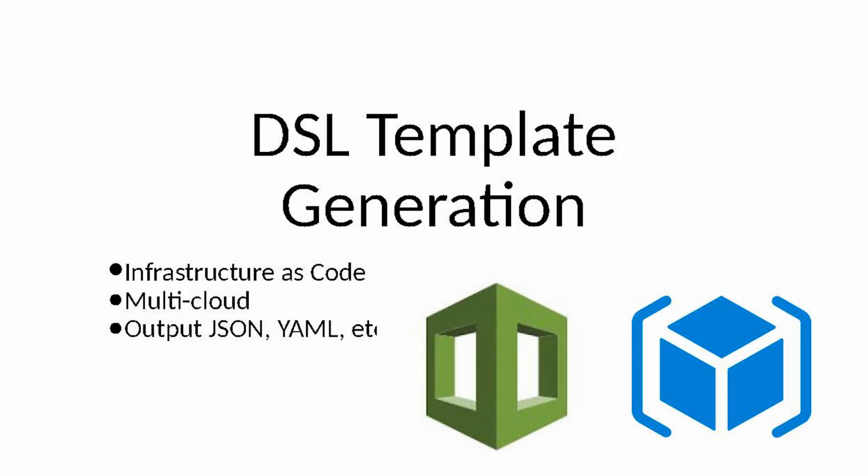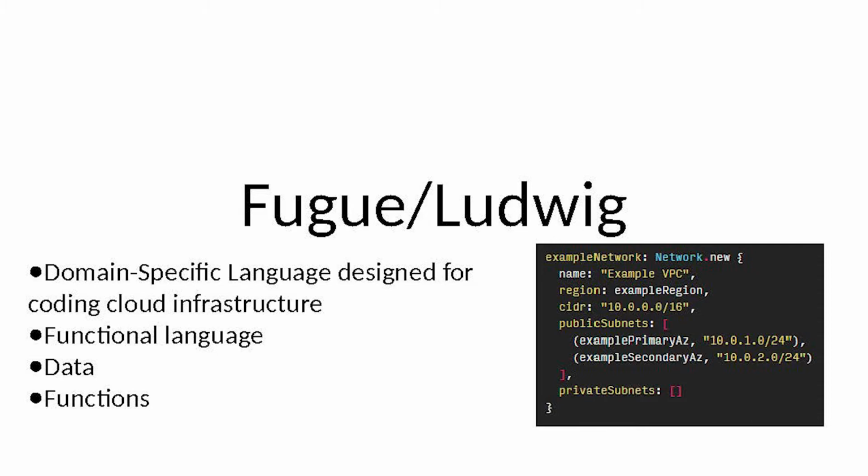Next up is DSL template generation. In Clojure, a lot of companies are using Clojure and Lisps to generate JSON and YAML templates to be consumed by IaC tools. It takes away some of the pain of writing YAML or JSON. Another cool tool I ran across is Ludwig within Fugue.